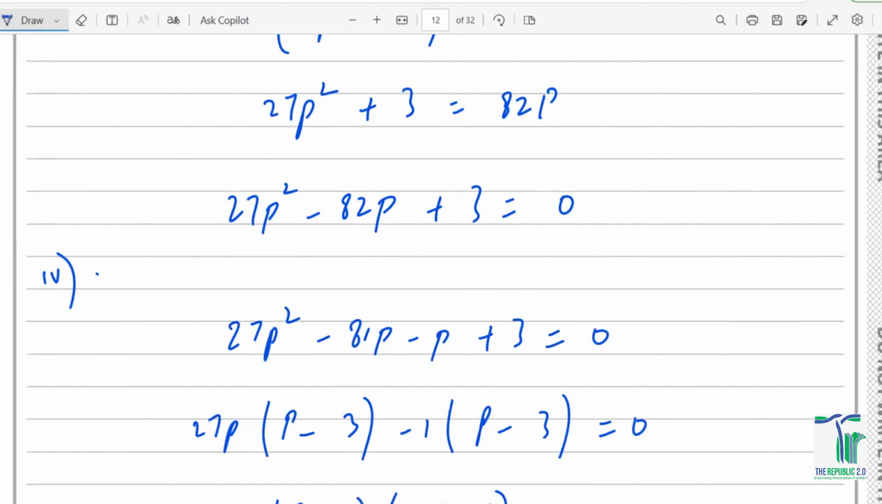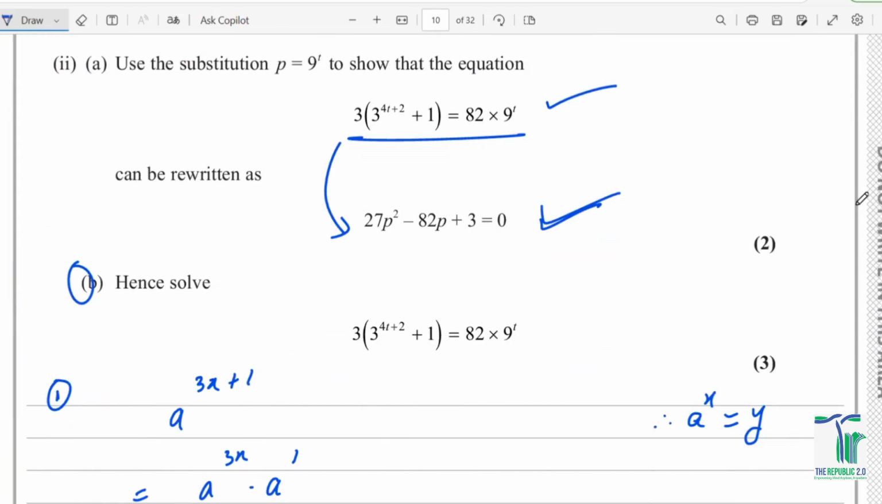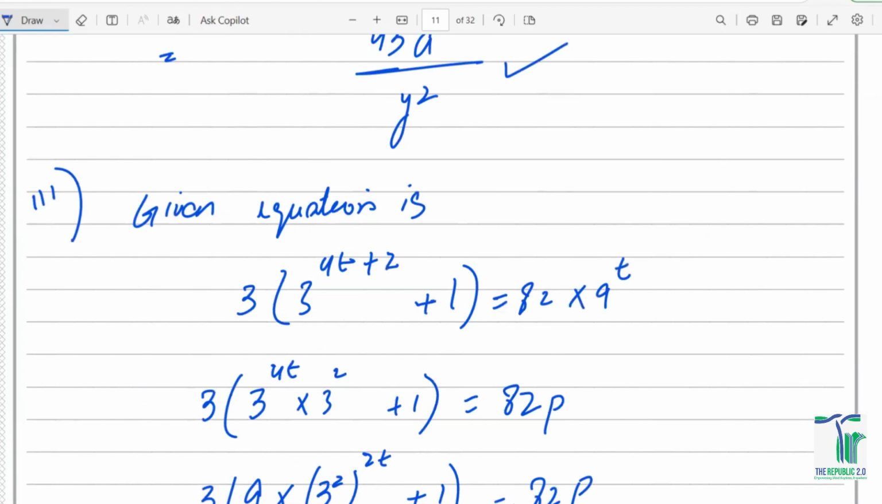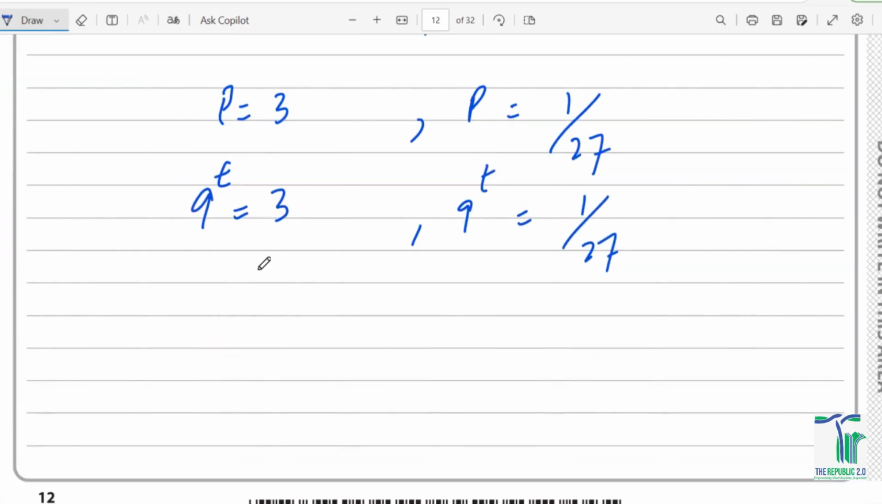Now, what was p? If you remember your substitution was p to the power of 9t, and we are supposed to calculate t. So I'm just going to write it down. P as 9 to the power of t and 3. P as 9 to the power of t and 1 upon 27, right? I can also write it down like, 9 is 3 square. So it would become 3 to the power of 2t is equals to 3.